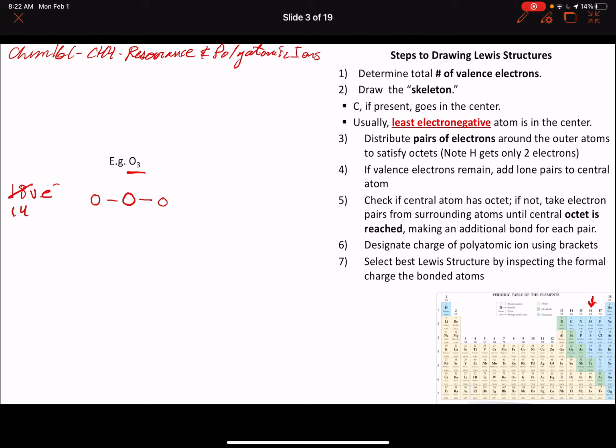We distribute to the periphery atoms, starting with the most electronegative. Oxygen and oxygen are the same, of course, so 1, 2, 3, 4, 5, 6, 7, 8, 9, 10, 11, 12. We've just used 12. We have 2 remaining. We've got octets at right, octets at left. Take a look at the central oxygen atom, only 4 electrons there, so we clearly have to apply our last 2 electrons to that central oxygen. And now we've used all of our valence electrons for this ozone structure.